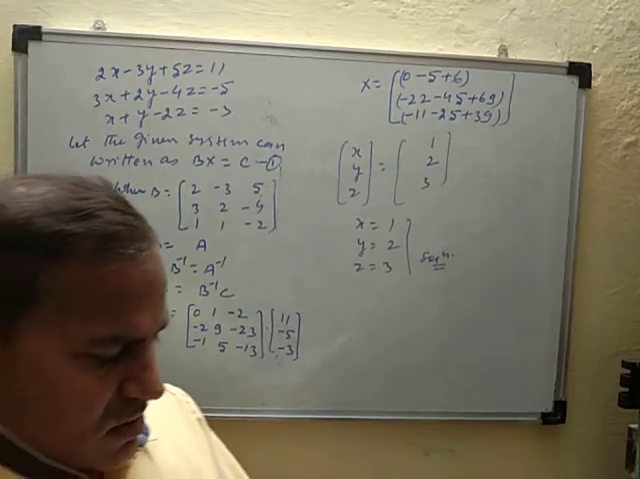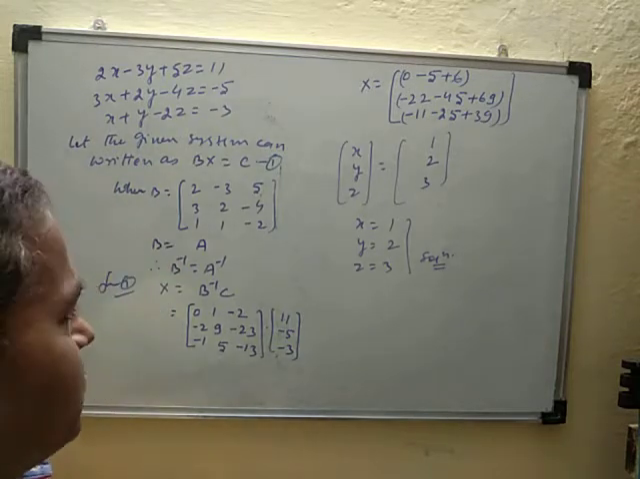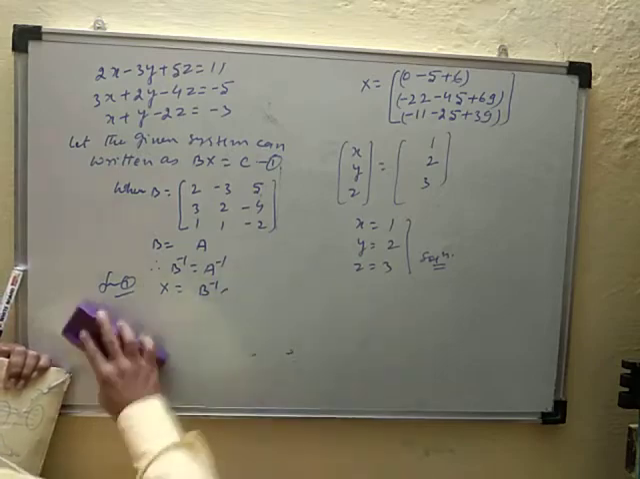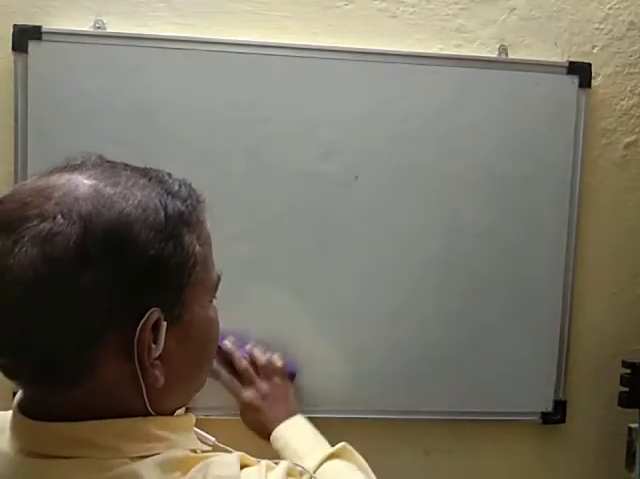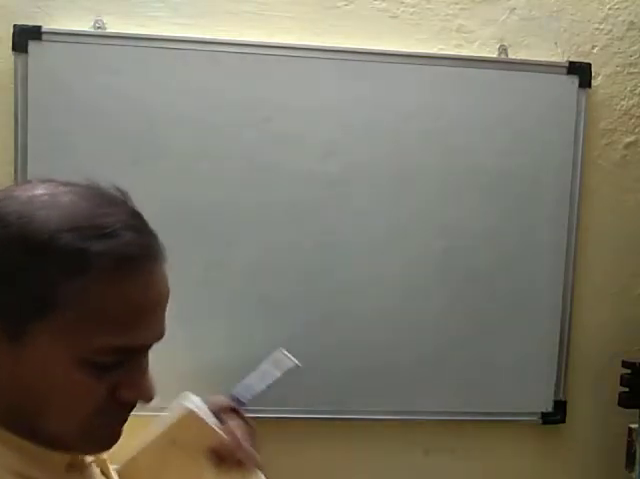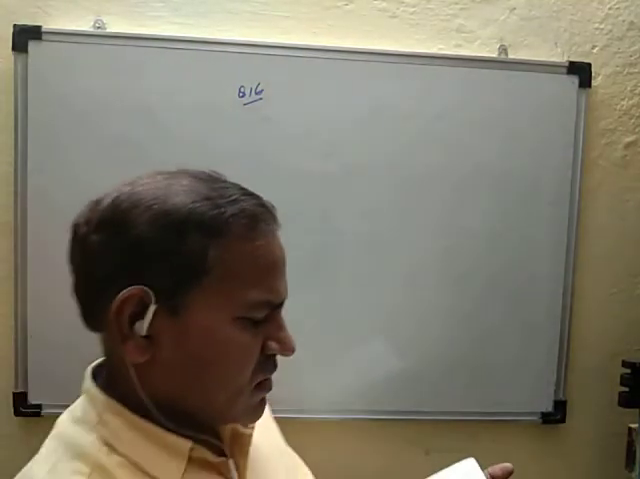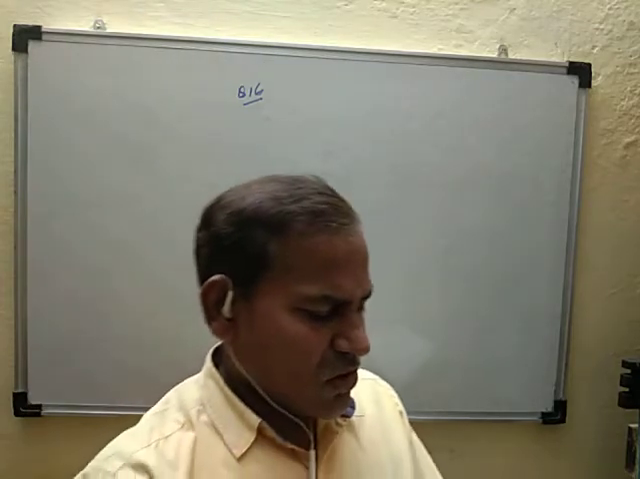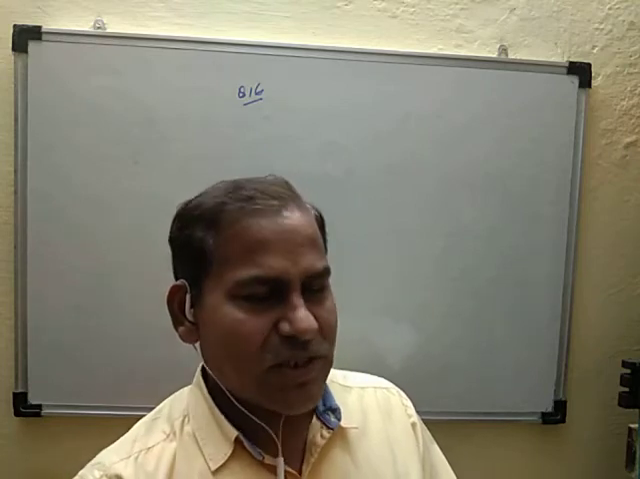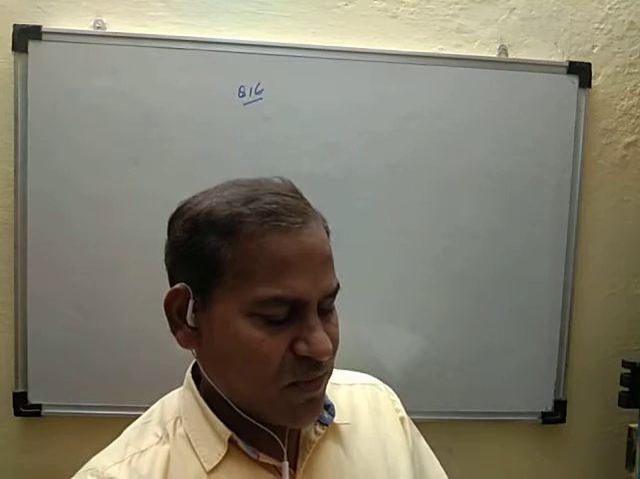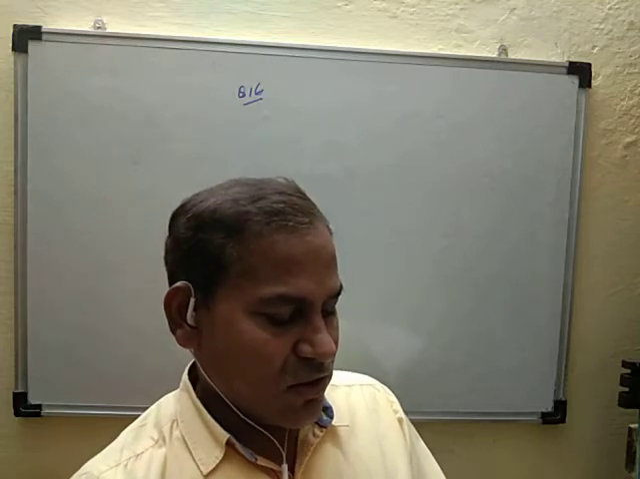Now question number 16. Question number 16 is: given the cost of 4 kg onion, 3 kg wheat and 2 kg rice is rupees 60. See what to find at the end. Find the cost of each item per kg by the matrix method. Find the cost of each item.